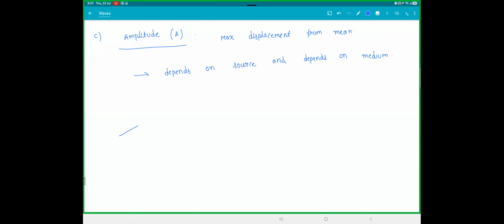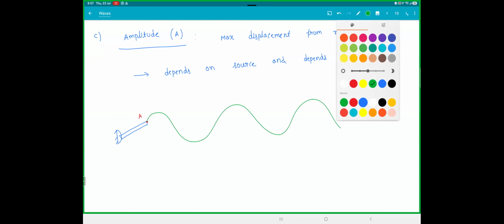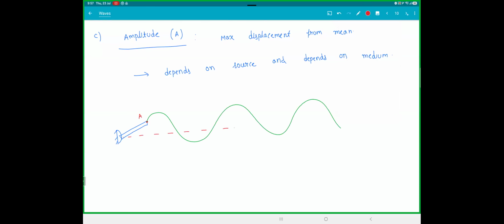So if you have a rod like this and if it is oscillating up and down, this is your amplitude. We are taking this as a string. It's like the battle rope thing. You take a string and you're pushing it up and down. So these are the three properties you need. If you know these three properties, you know everything about the wave.